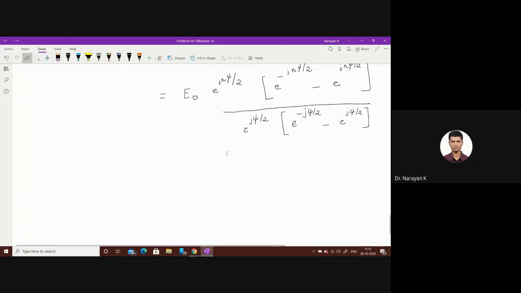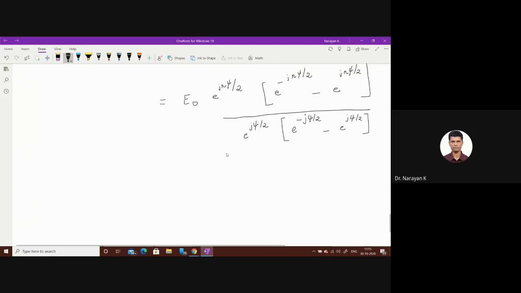Okay. Now, what will be your next step? So this I can write as E naught e power, I'll take j outside, n minus 1 psi by 2. Can I write like this? If this goes to the numerator, psi by 2 is outside, n minus 1 into psi by 2. Is it correct? Yes or no? Yes, sir.